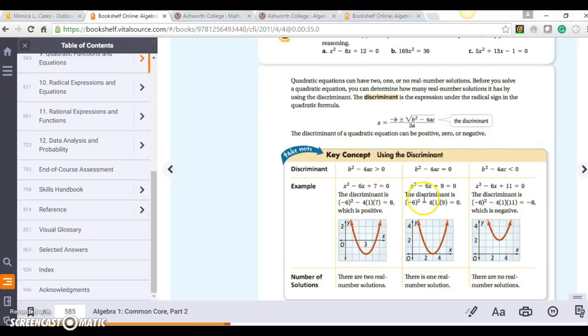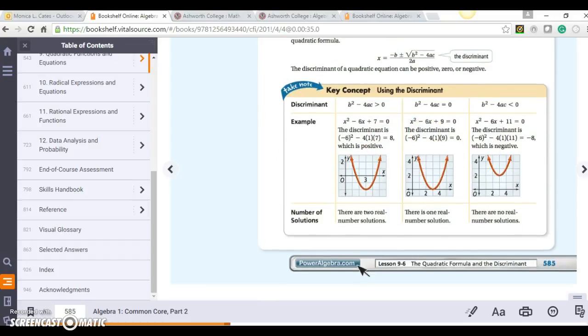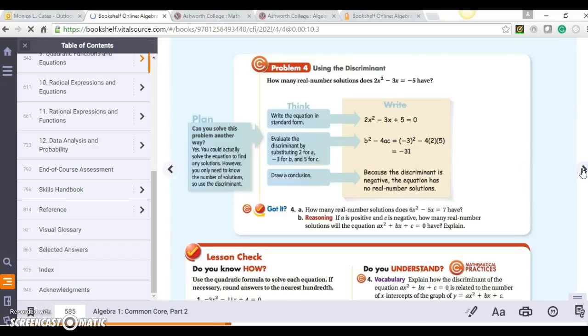So these are examples of each of those scenarios. Let's go on to the problem. So using the discriminant, how many real solutions does 2x squared minus 3x equal negative 5 have? Well, first of all, I need to make sure that it's in the correct form. So I'm going to add 5 to both sides, and they have 2x squared minus 3x plus 5.